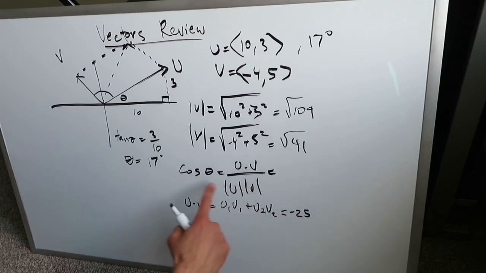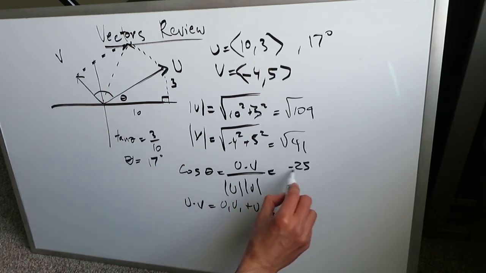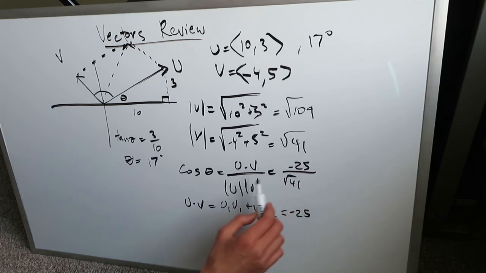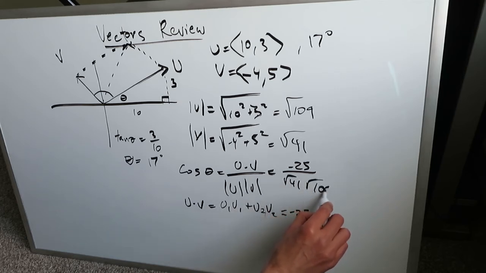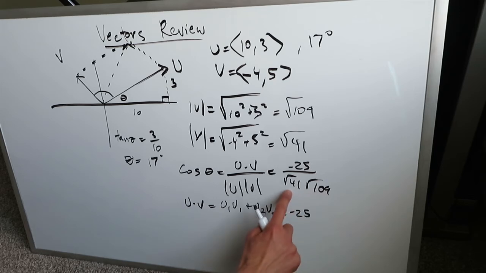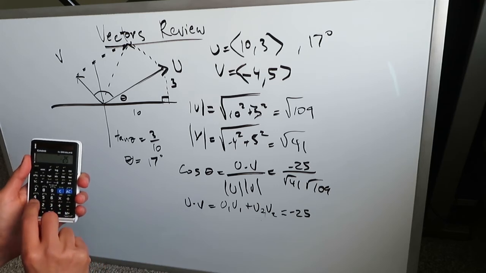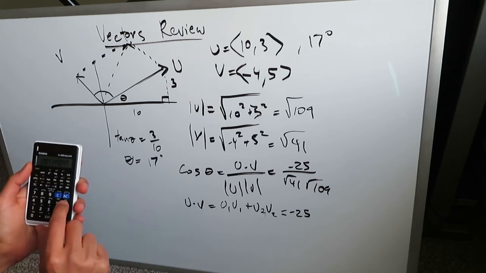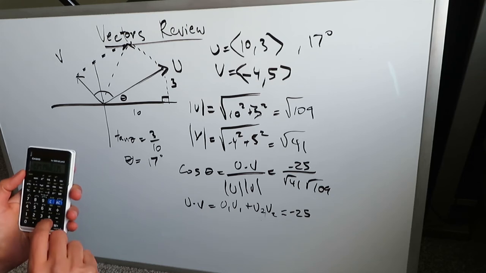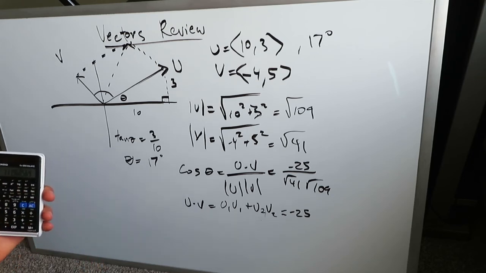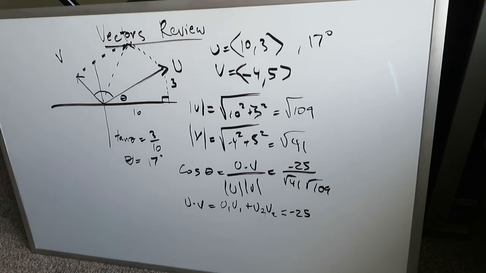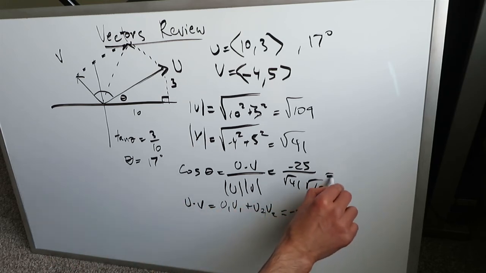Now I have everything I need to calculate this angle over here, this theta angle right over here between the two vectors. I have a minus 25 divided by square root of 41 multiplied by square root of 119. This is magnitude of u, this is magnitude of v. Let's calculate for this theta and get that angle. Inverse cosine of minus 25 divided by square root of 41 times square root of 109. I get 111.9. I'll round that up to 112 degrees.